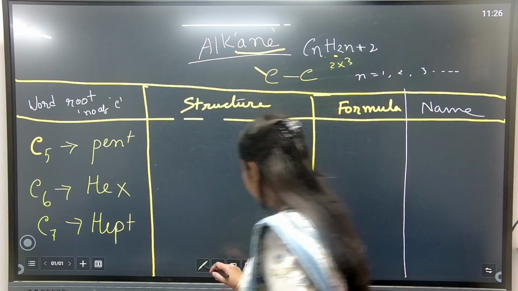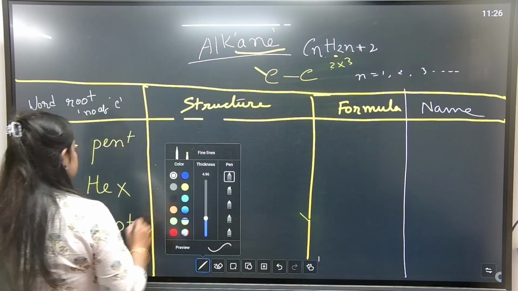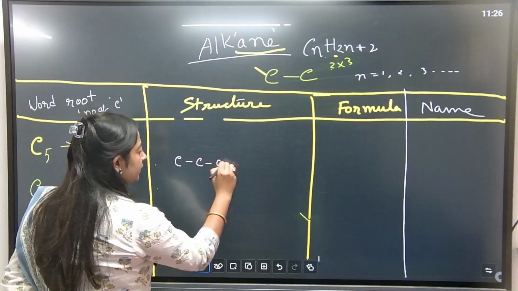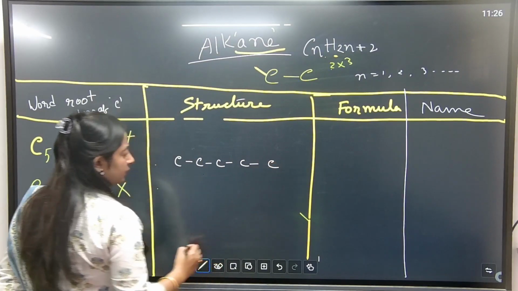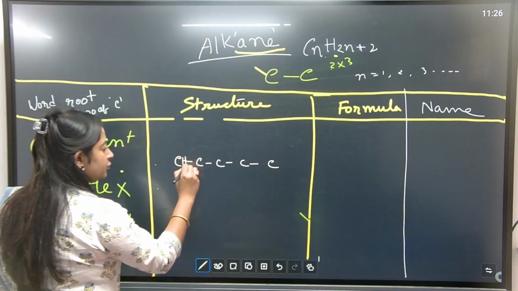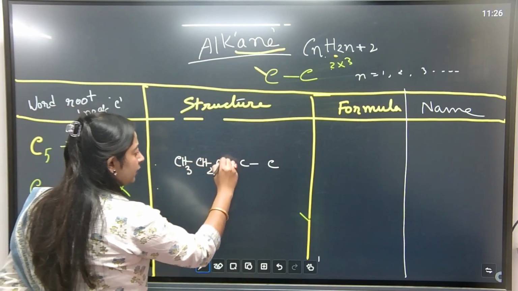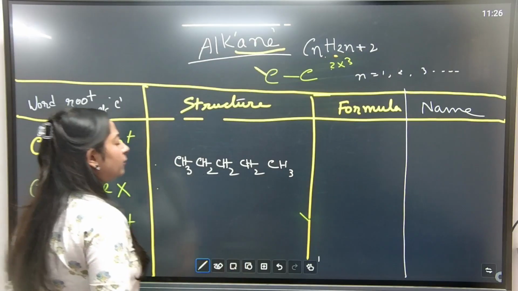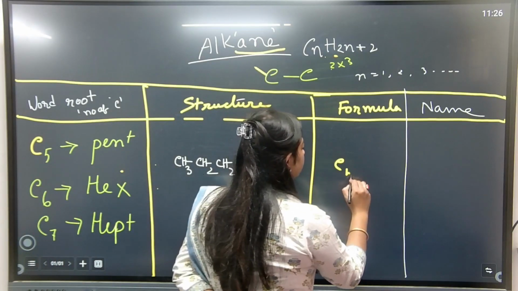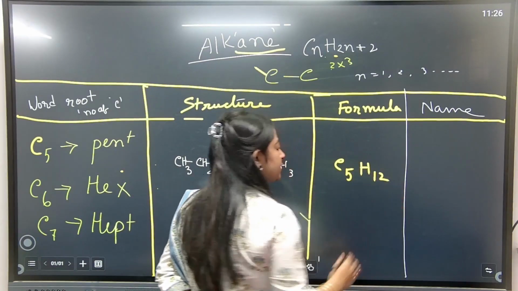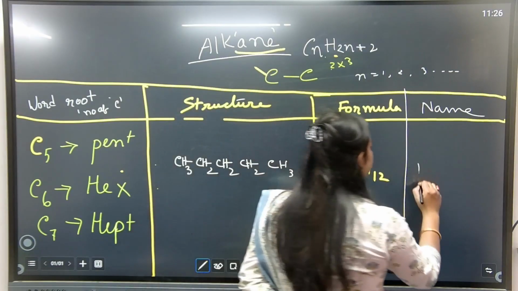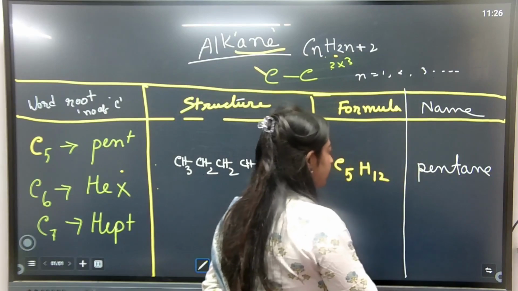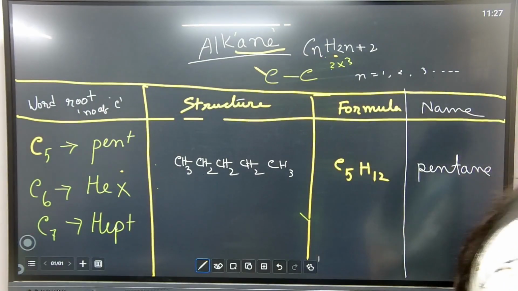I think you can do it by yourself. So for 5 carbon, how many carbon are there? 1 2 3 4 5. In the first carbon how many hydrogen are there? 3, here 2, here 2, here 2, here 3. What is the formula? C5H12, 5 2s are 10 plus 2, 12, known as pentane. P-E-N-T, pent, ending with A-N-E, pentane.